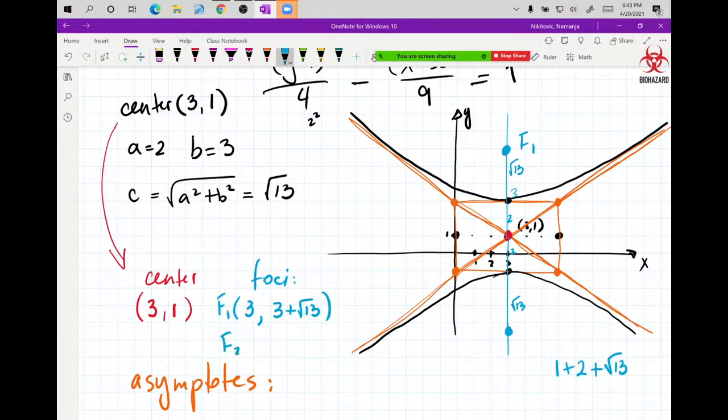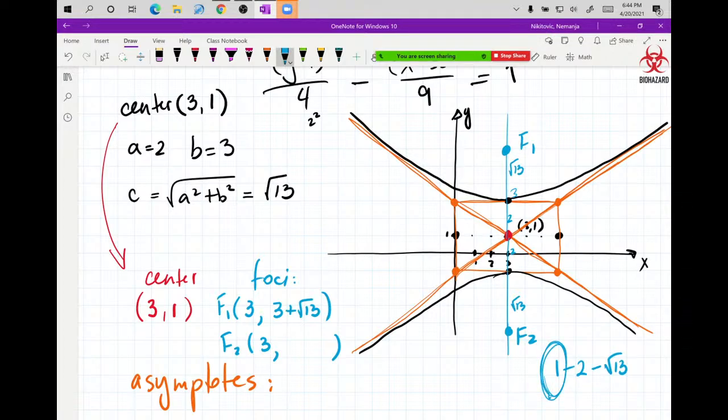Now F2, the one on the bottom, also has 3. But now we are starting at 1. We are subtracting 2, and then we are subtracting root 13, because you have to go downwards. So your location is at 1. That's where you start for y value.